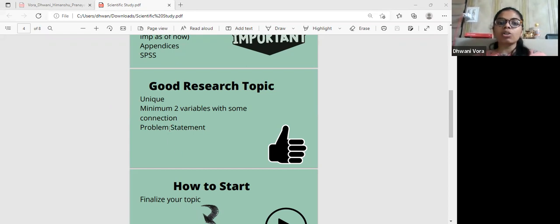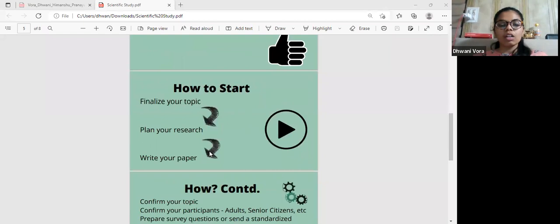Okay. And a good research topic should be a problem statement. For example, starting में I had said yoga and self-efficacy. If we take those 2 variables, we can say that yoga will have some effect on self-efficacy. Okay. It's like a problem statement. क्या योग का कोई effect होगा self-efficacy पे, like that.